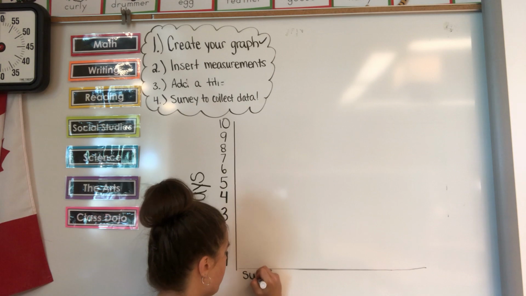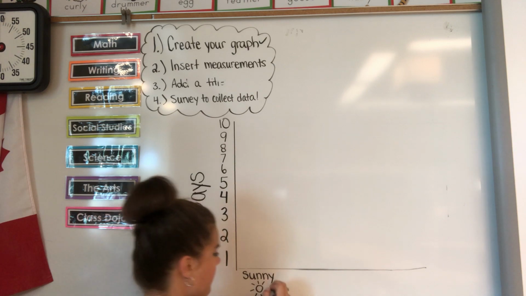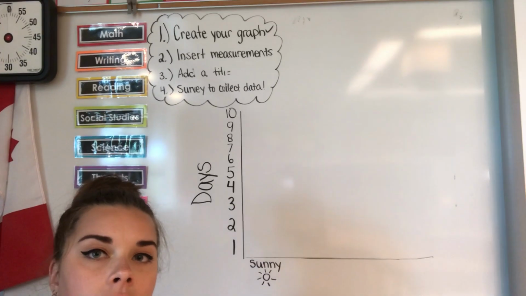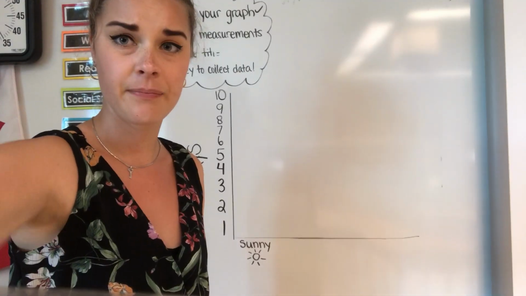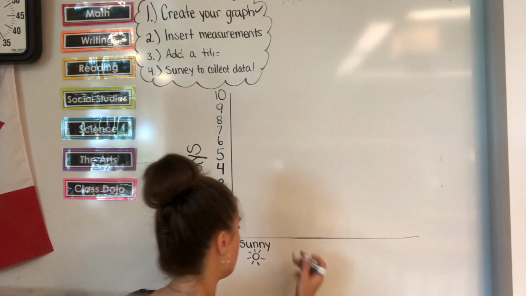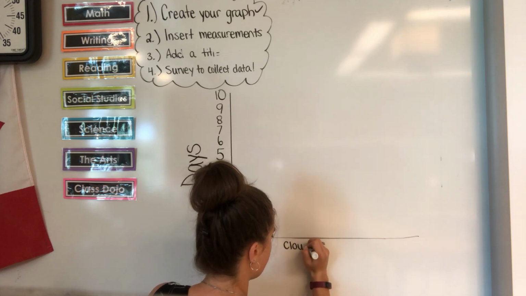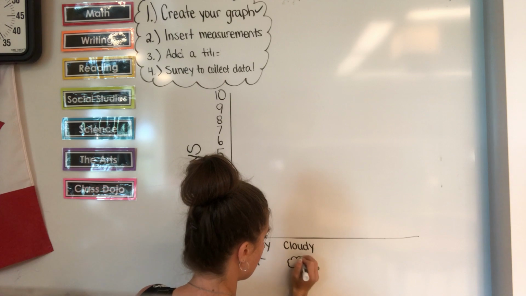So I'm simply going to write sunny. And I'll draw a small little sunshine down below as well. Just like so. Now, what other kinds of weather might we experience over these 10 days? Well, we'll probably experience cloudy weather, where it's kind of overcast, gray looking outside, cloudy. I'll just draw some clouds.